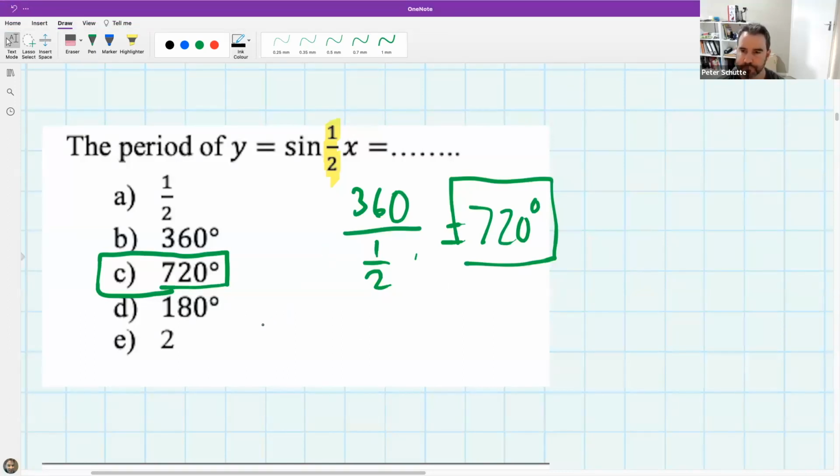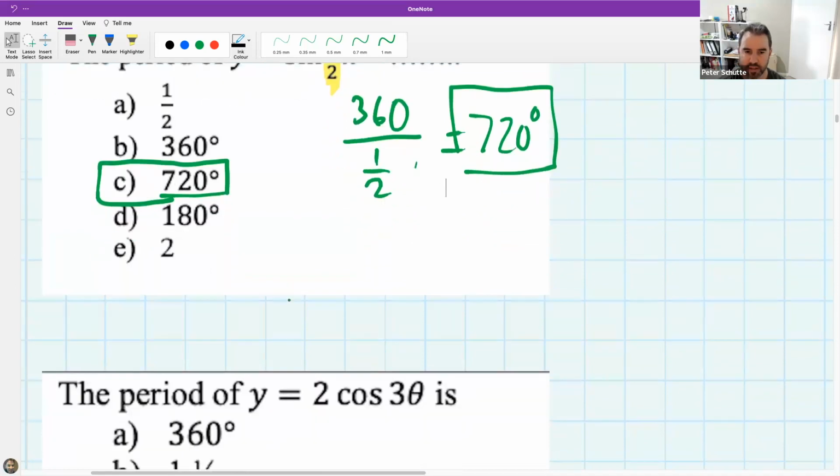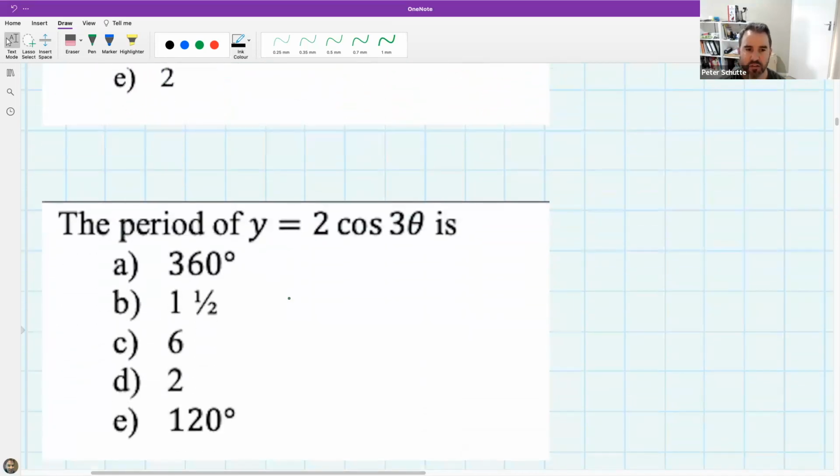Okay. Cool. So what we're doing, Onati, in this one is the normal period of the sine graph is 360. And then this number in front of the x, we always divide by that number to get the new period. And so I went 360 divided by a half to get 720. Okay. Let's do another one kind of like this.